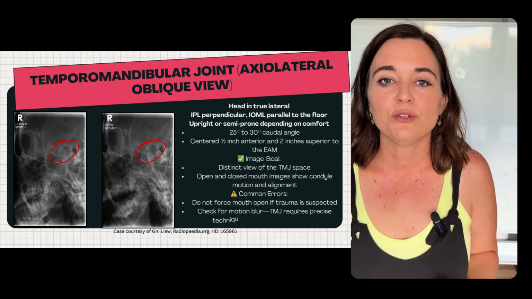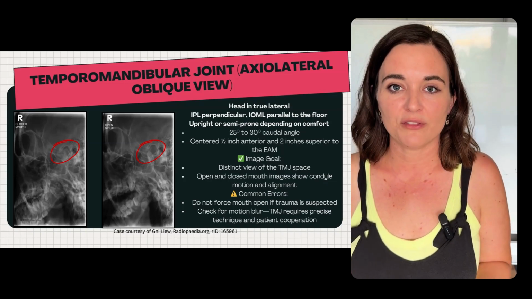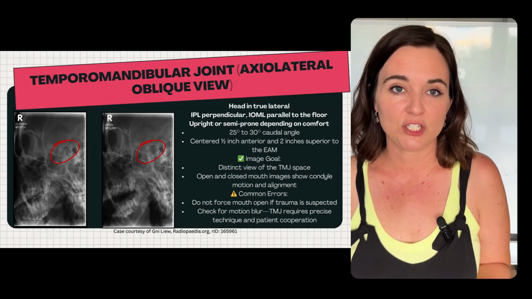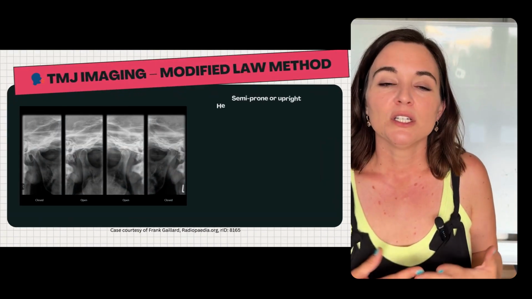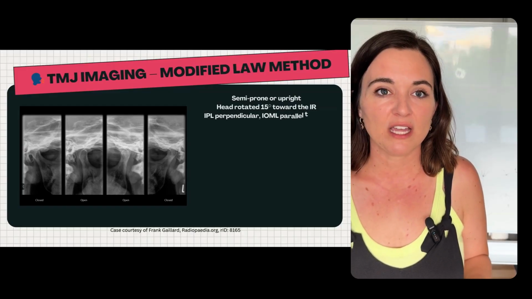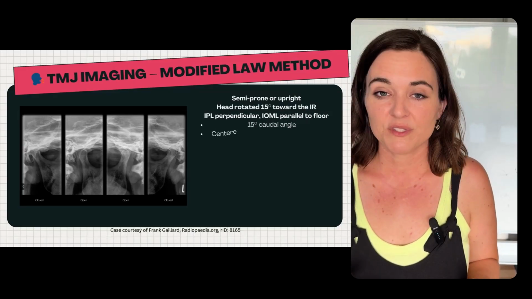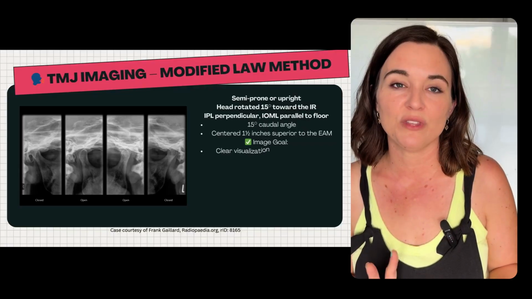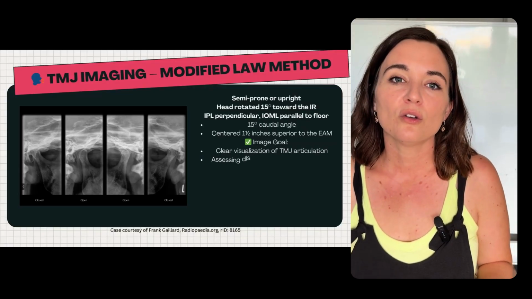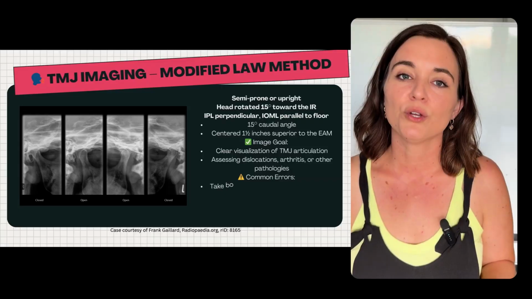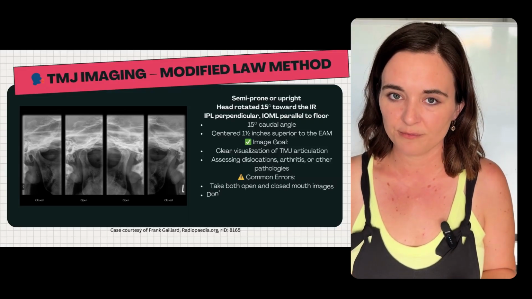This is a good view to compare open versus closed mouth to check for joint space movement and pathology like dislocations or arthritis. Next up is the Schüller method. You want the head in the true lateral position. The CR is angled 25 to 30 degrees caudal, centered 1/2 inch anterior and 2 inches superior to the EAM. Our goal here is to project the TMJ inferior to the base of the skull, reducing superimposition.